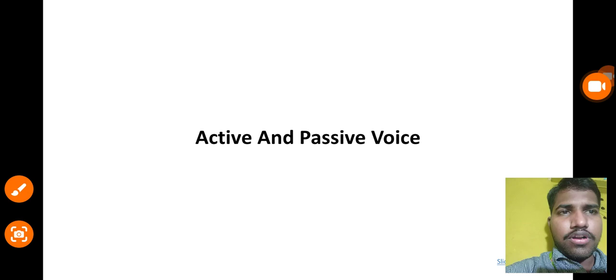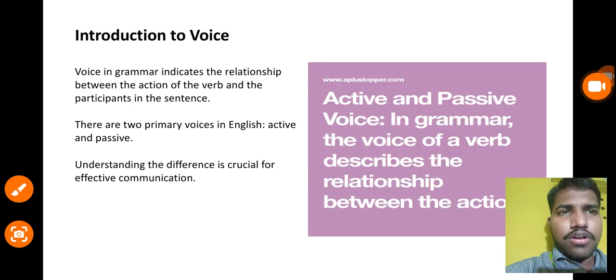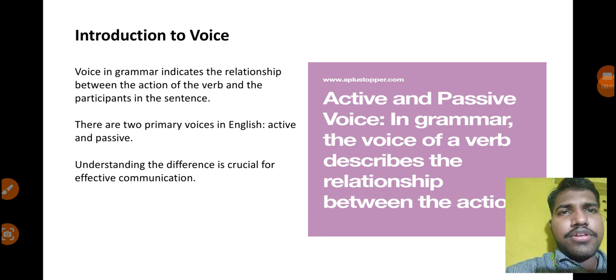Today's topic: active and passive voice. Introduction to voice. Voice is a grammatical category that indicates the relationship between the action of the verb and the participants in the sentence. There are two primary voices in English, active and passive. Understanding the difference is crucial for effective communication.